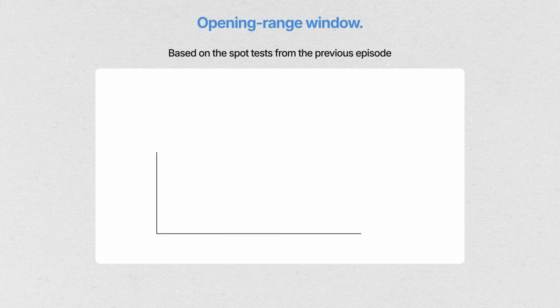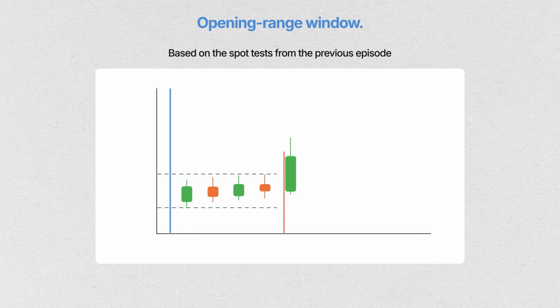Like any ORB setup, we need a few parameters. The first is the opening range window. Based on the spot test from the previous episode, we found the most reliable window to be 9:15 to 11:15, so we keep that constant. Now the important part. How do things change when we move from spot to options? Let's start with the option buying version.